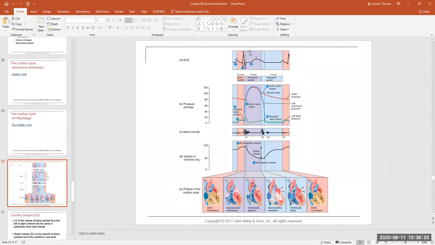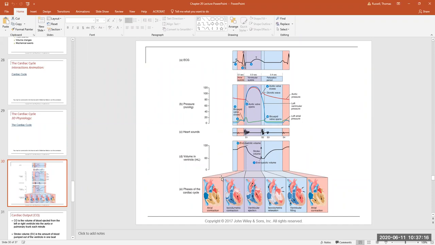One area that's important is the EKG. We have to know what is happening electrically with the conduction system to know what phase of the cardiac cycle we're in. And the good thing about the chart is the phases are color coordinated. For instance, this color line right here, this is when the atria are contracting. The left and right atrium contract together, and so that's called atrial systole, or atrial contraction.